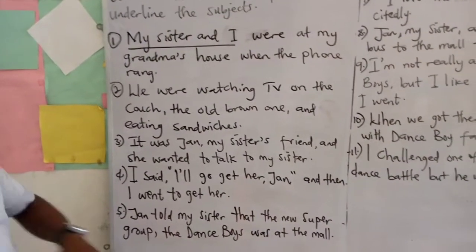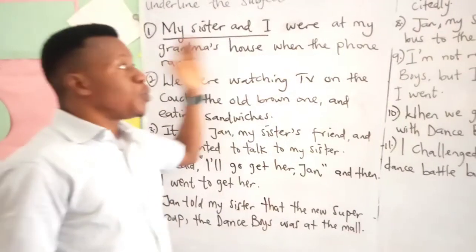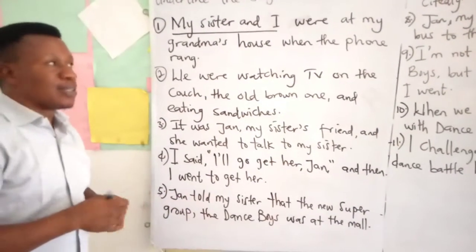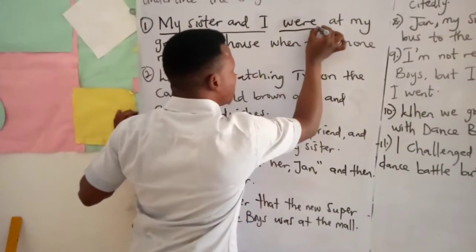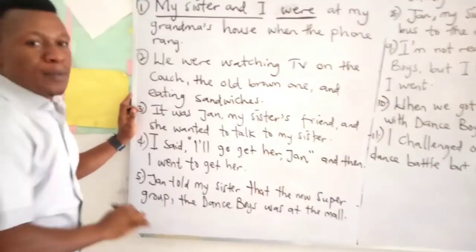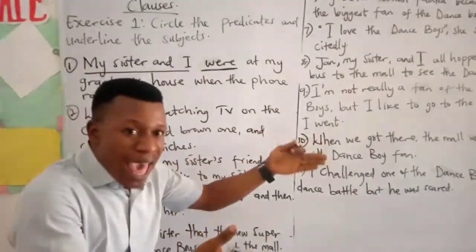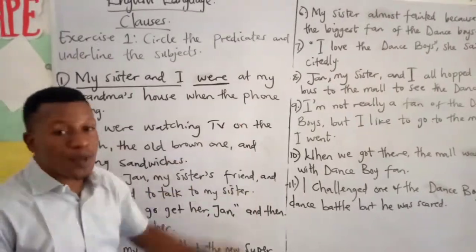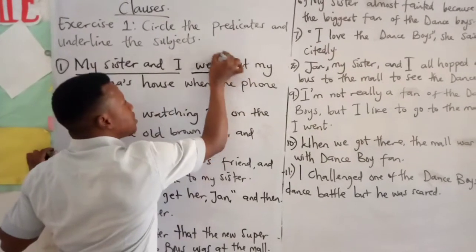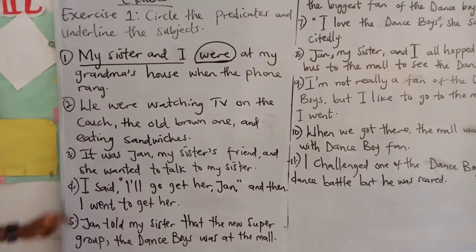Where is my predicate? My sister and I were at my grandma's house when the phone rang. The action. Where? I know you'll be looking for another action word. Were is also a primary verb. So were is a primary action. My sister and I were at my grandma's house when the phone rang. So these are the subjects. The predicate, remember, we were asked to circle. So this is my predicate. Subject, predicate. Let's go to number two.